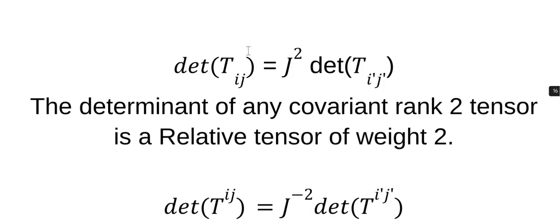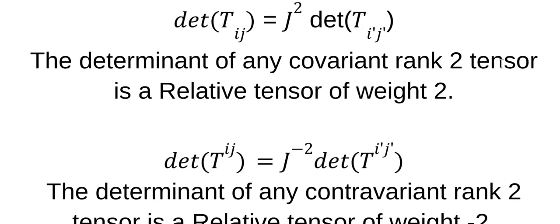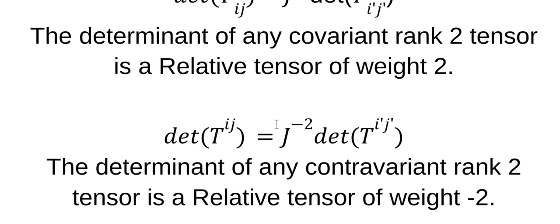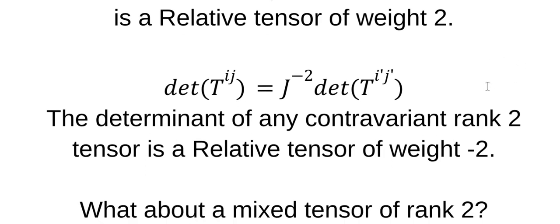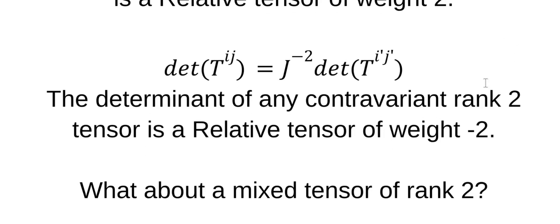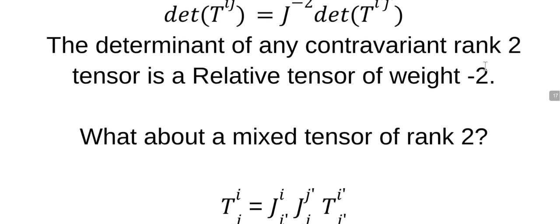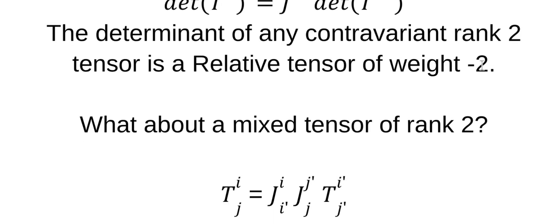Now, what about the inverse of that? Well, I think this is obvious. The inverse of this, the determinant of the contravariant rank 2 tensor, would have a weight of -2, right? Okay, so there's just one combo left. What about a mixed tensor of rank 2? Uh-oh. All right, here we go.